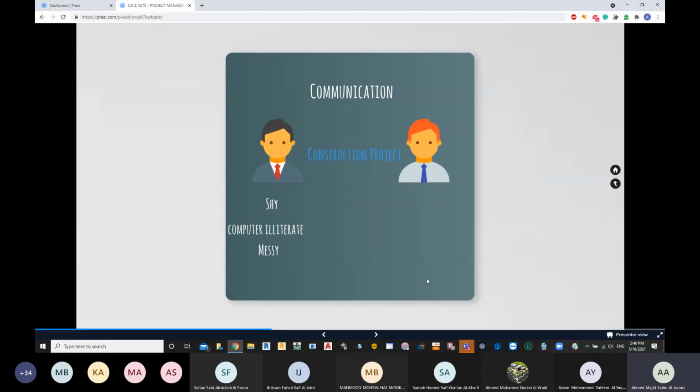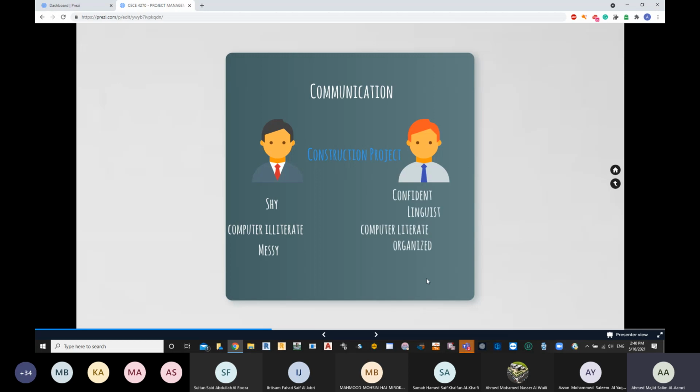What is the meaning of illiterate? What is the meaning of literacy? Computer illiterate means a person who does not know how to use computers. And messy is a person who does not know how to organize things. So, a person who is shy, computer illiterate, and messy.